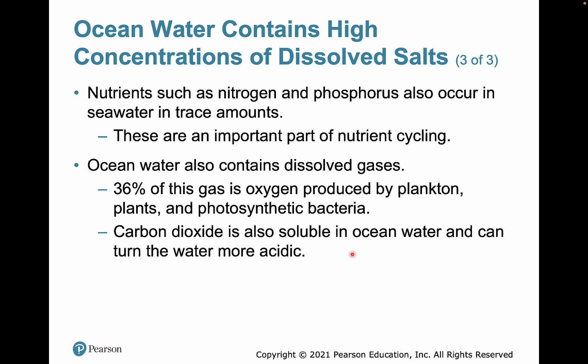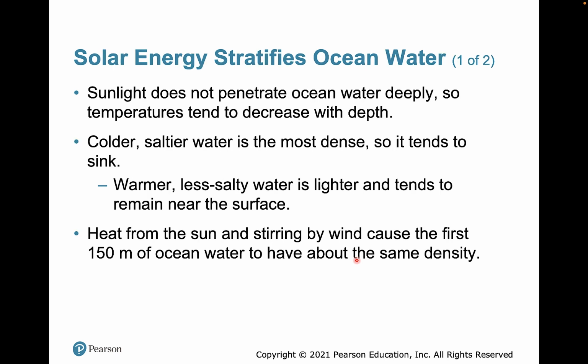That oxygen is really important because much marine life, fish, octopus, that kind of thing, draw that oxygen out of the water over their gills. Okay. Carbon dioxide is also soluble in ocean water and can turn the water more acidic, which we'll talk about in a little bit.